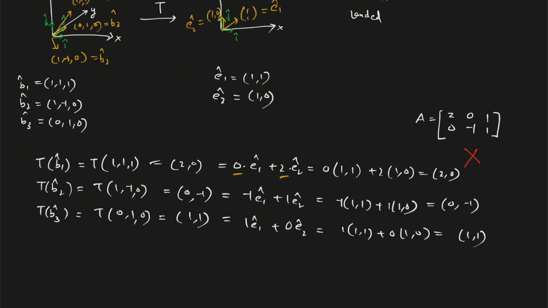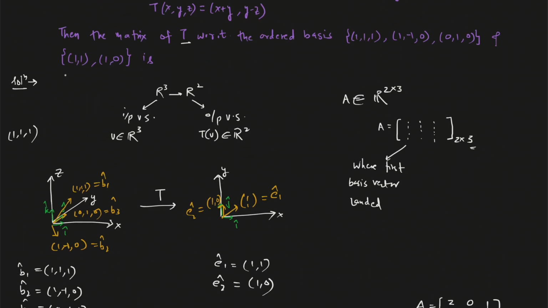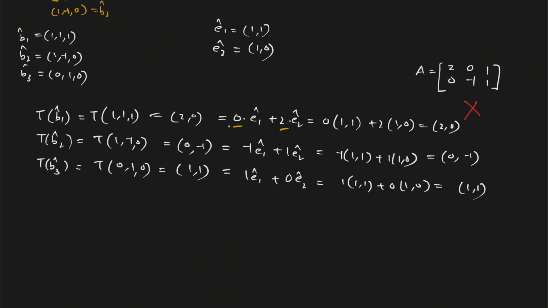Okay, so now these vectors 2 comma 0 and 0 comma minus 1 are according to the standard i hat and j hat. But because the output basis set has already changed, it is no more i hat, j hat; it is 1 comma 1 and 1 comma 0. So we need to transform them further according to these basis vectors. So we get 2 comma 0, 0 comma minus 1 and 1 comma 1.